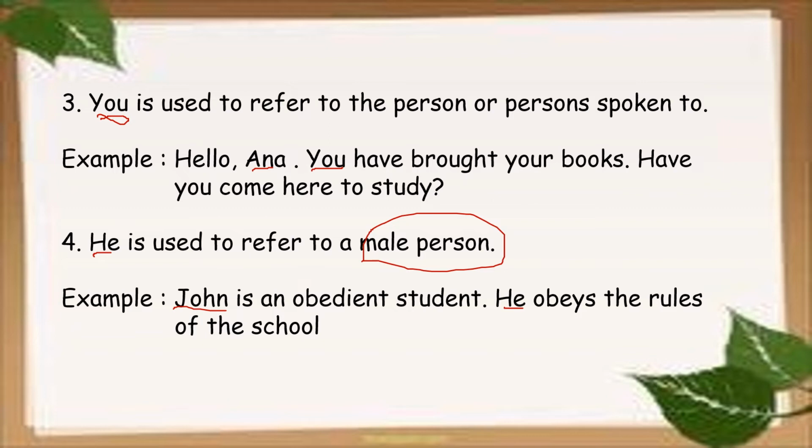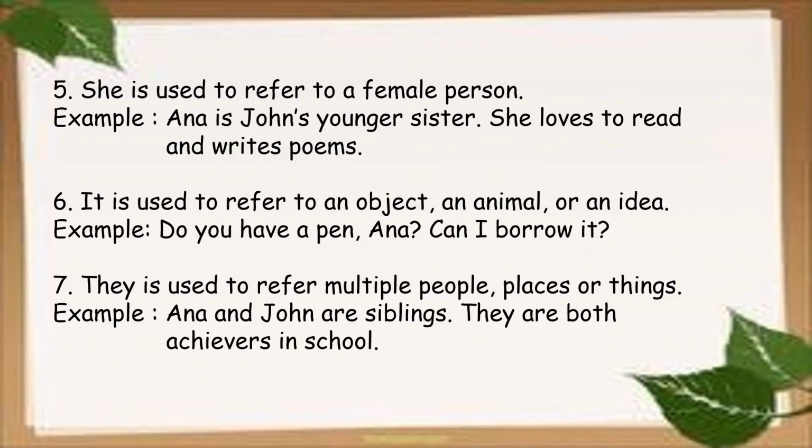Another example. Number 5. She is used to refer to a female person. So here we have the word she and we need to use it to refer to a female person. Example, Anna. Anna is a girl. Anna is John's younger sister. So we have here younger sister, so it means that Anna is a female person because sister. She loves to read and writes poems. So we have here she in replacement for Anna.